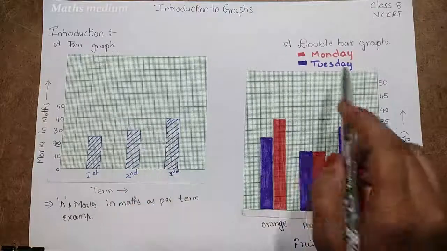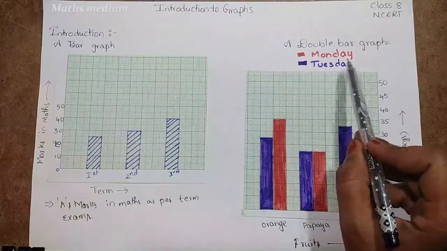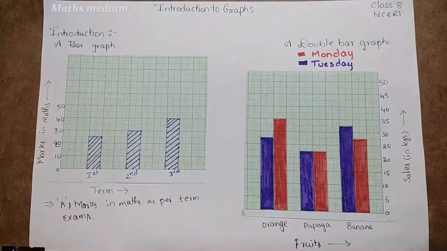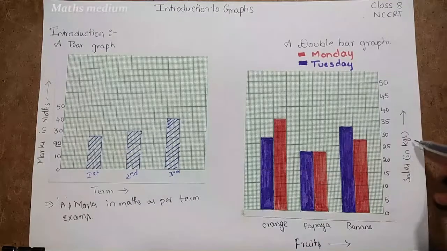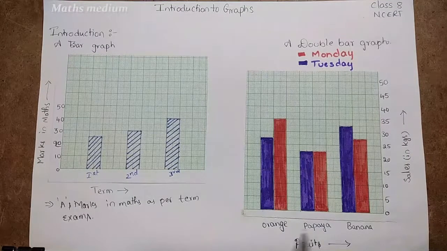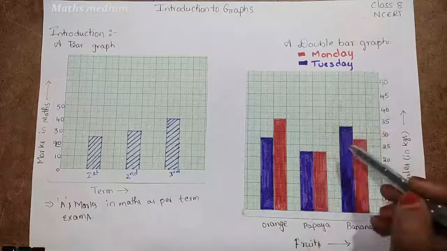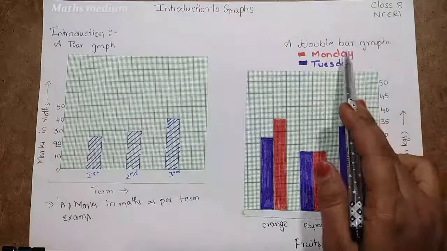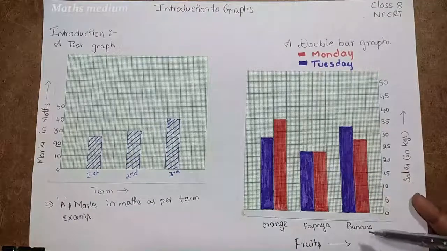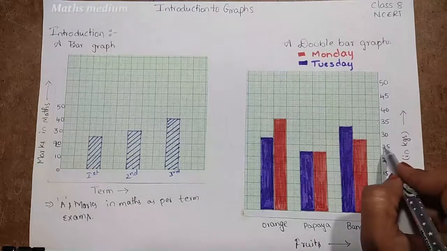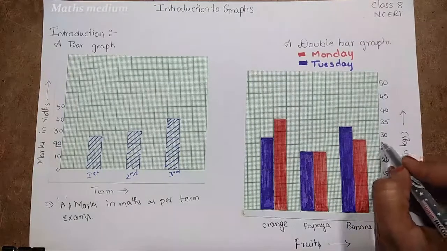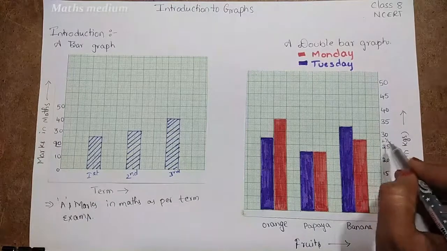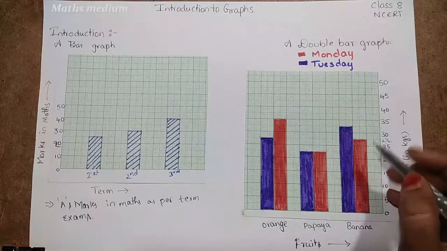Next, coming to the double bar graph. Red shows Monday and blue shows Tuesday. Here, from 0, 5, 10, 15, 20 up to 50, sales in kgs. Coming to fruits, banana, papaya and orange. These are the three fruits taken for Monday and Tuesday. Here purple shows Tuesday and red shows Monday. On Monday, how many kgs of bananas were sold? There is 25 here, and just above half in between 25 to 30. So this is 2.5. So 25 plus 2.5, 27.5 kgs sold on Monday.